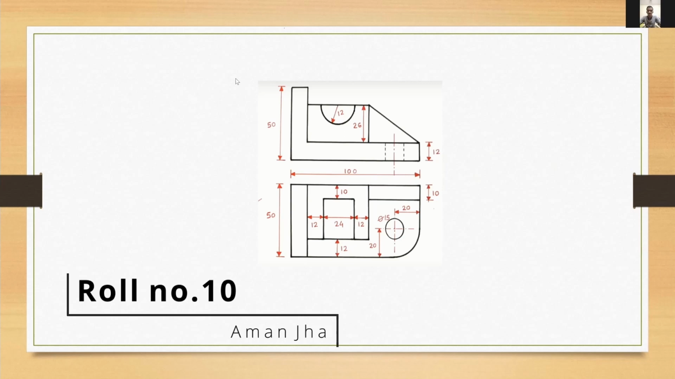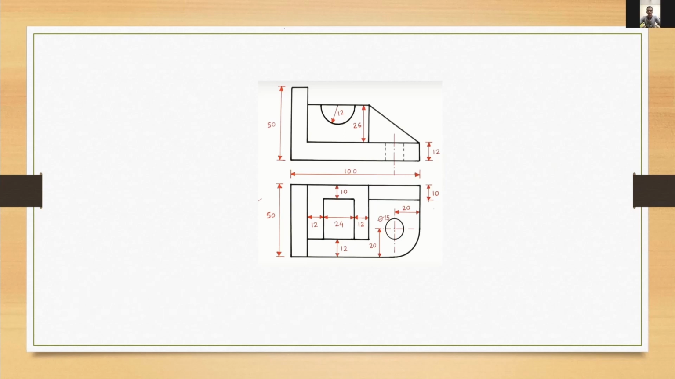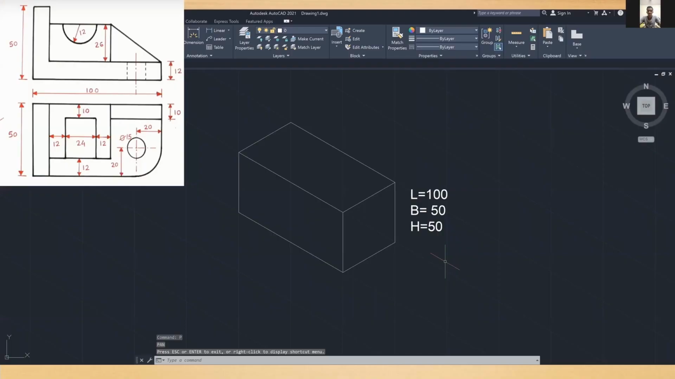We have to draw an isometric view of the given front view and top view in the AutoCAD software. So from the given front view and top view, we have to do elevation analysis. Given length 100, breadth 50, and height 50.